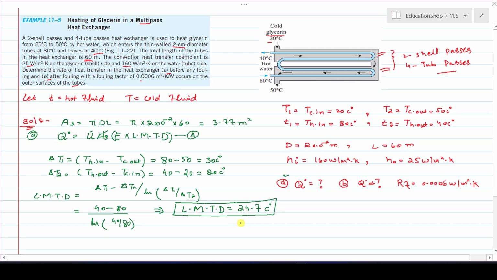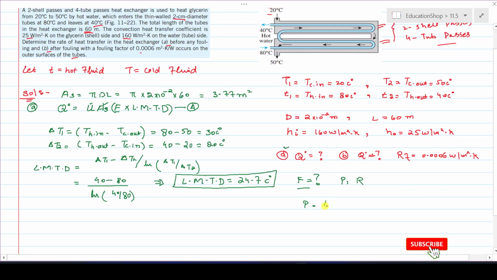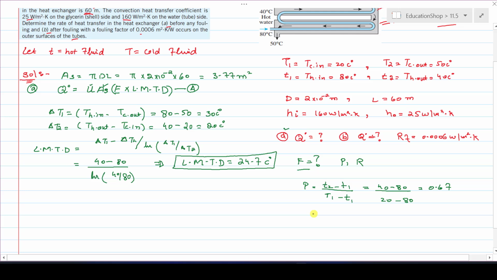Next we will need to find the correction factor, that is called F. For that we will find P and R. P is equal to (t2 minus t1) divided by (T1 minus t1). Here, t2 is 40 minus 80, divided by capital T1, which is 20 minus 80. Solve this and it will give you the parameter P, that is 0.67.